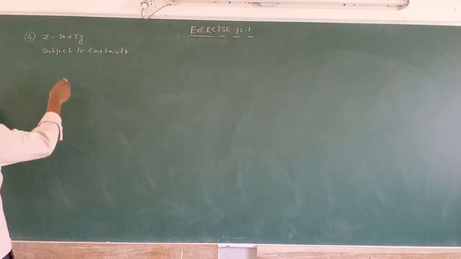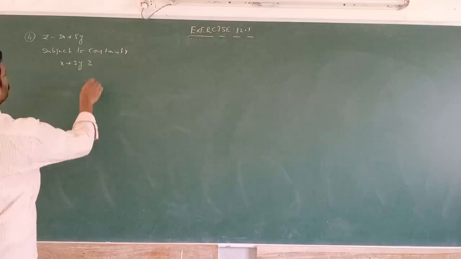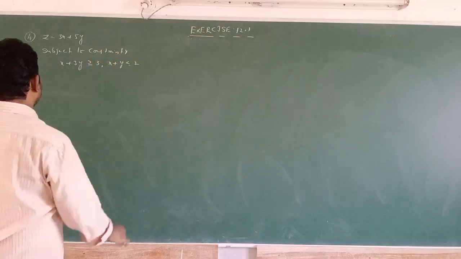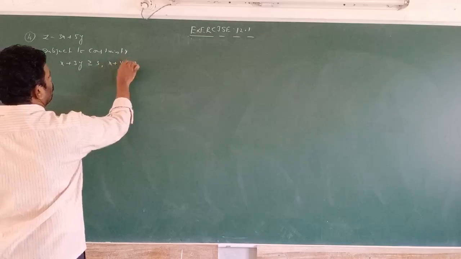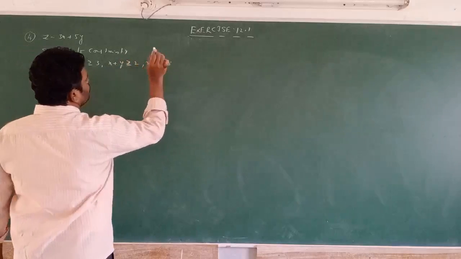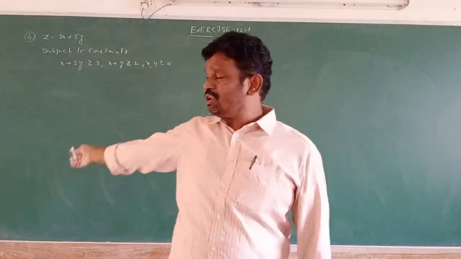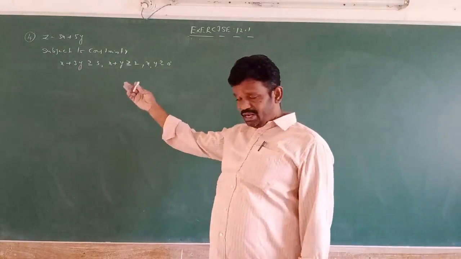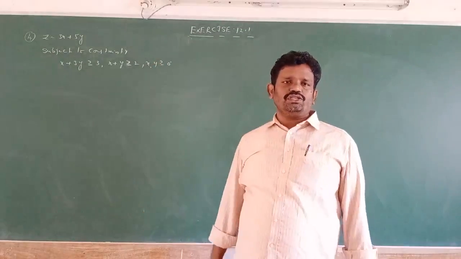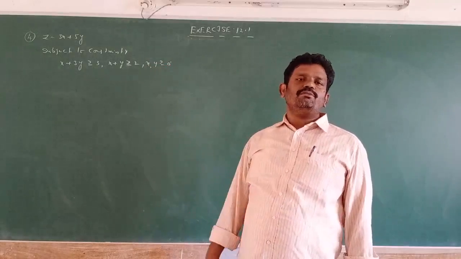Subject to constraints: x plus 3y is greater than or equal to 3, x plus 5y is less than or equal to 2, and x, y is greater than or equal to 0. Already explained about maximum and minimum values, the same model. Two inequalities are given as subject to constraints, along with the objective function. With the same process we get the bounded feasible region, and we get the minimum value at that particular point.